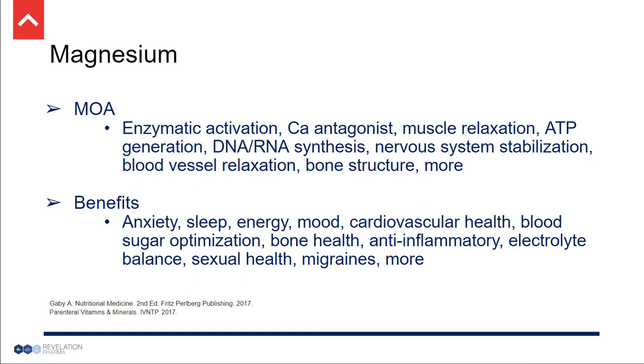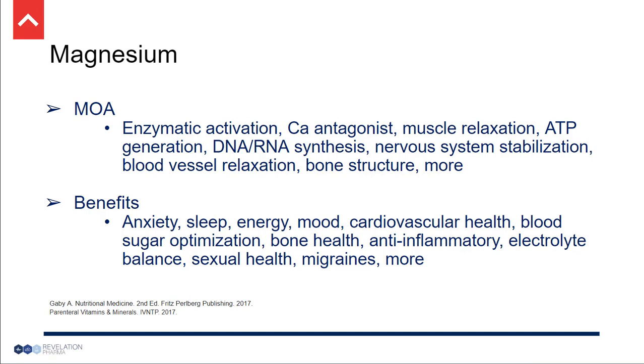So muscle relaxation, as well as nervous system stabilization. It's involved in ATP generation, so even though it's involved in relaxation, it does help the body to efficiently generate energy. It's involved in DNA and RNA synthesis, blood vessel relaxation, so being magnesium deficient can be part of having hypertension. It's a large part of bone structure as well, in addition to calcium, and many, many more things. Magnesium does hundreds of things in the body. Way too much to cover here, but those are some of the highlights.